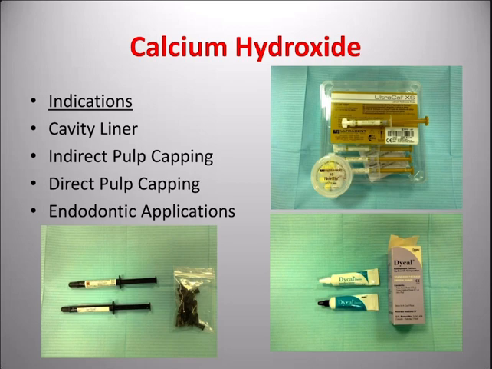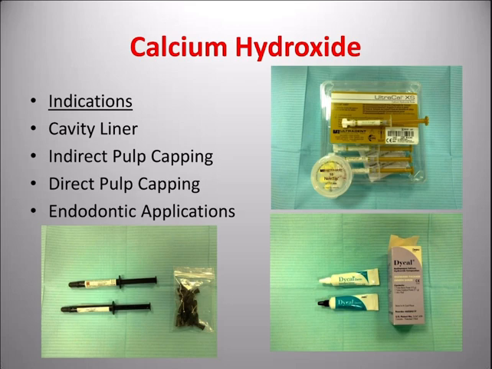Indication: again, it is used as a cavity liner, whereas zinc oxide was used as a base. Remember the difference between liner and base, right? Liner means it is thin, whereas base is thick. So calcium hydroxide is used as a cavity liner, not as a base. Keep this in mind. Then it can be used as an indirect pulp capping agent in your primary tooth as well as your permanent tooth. Indirect pulp capping means there is a thin layer of dentin remaining, and we want to initiate the formation of reparative dentin. So we place a medicament like calcium hydroxide. It can be used as an IPC agent for both primary and permanent teeth.